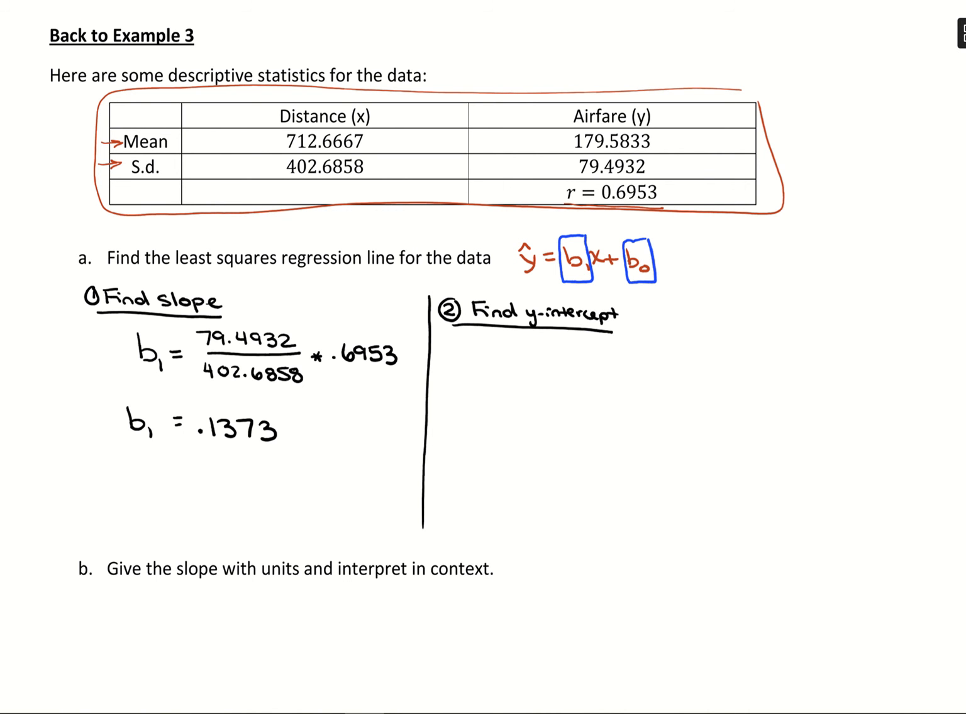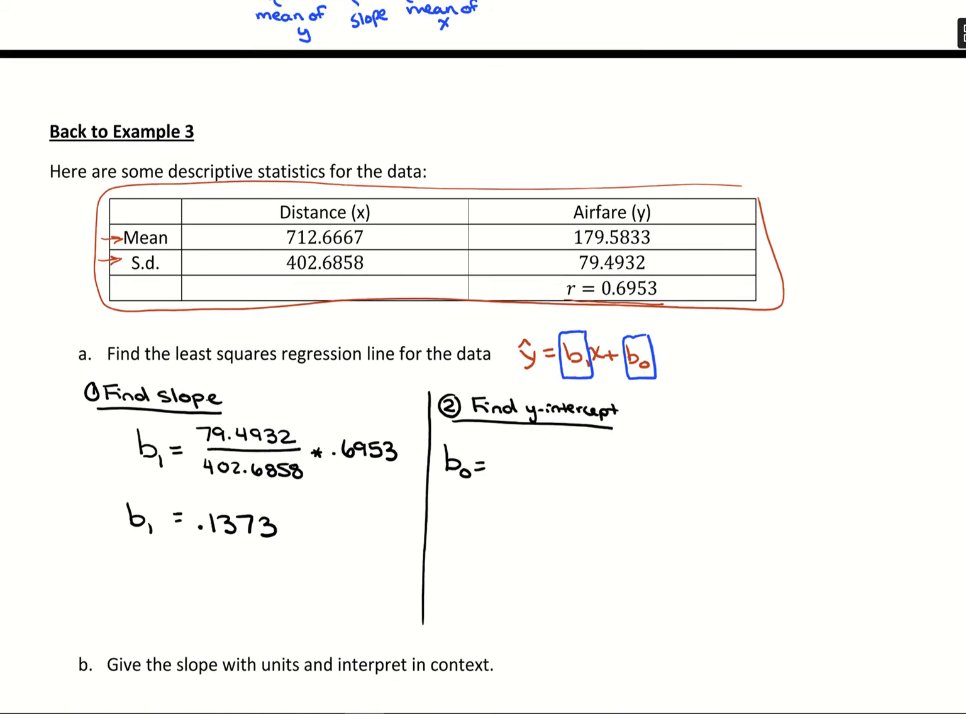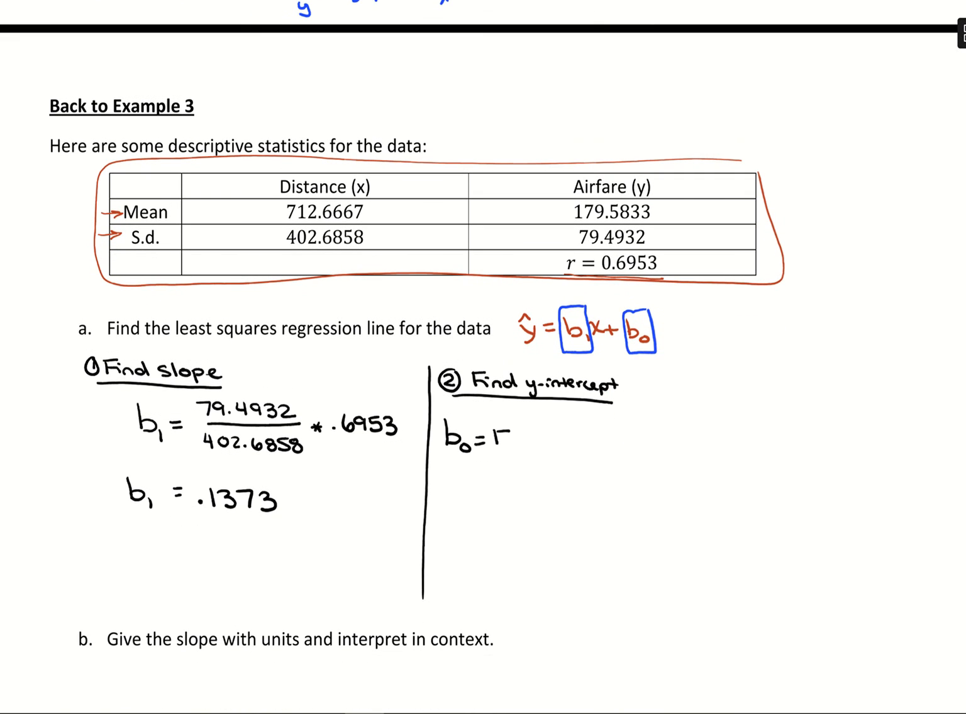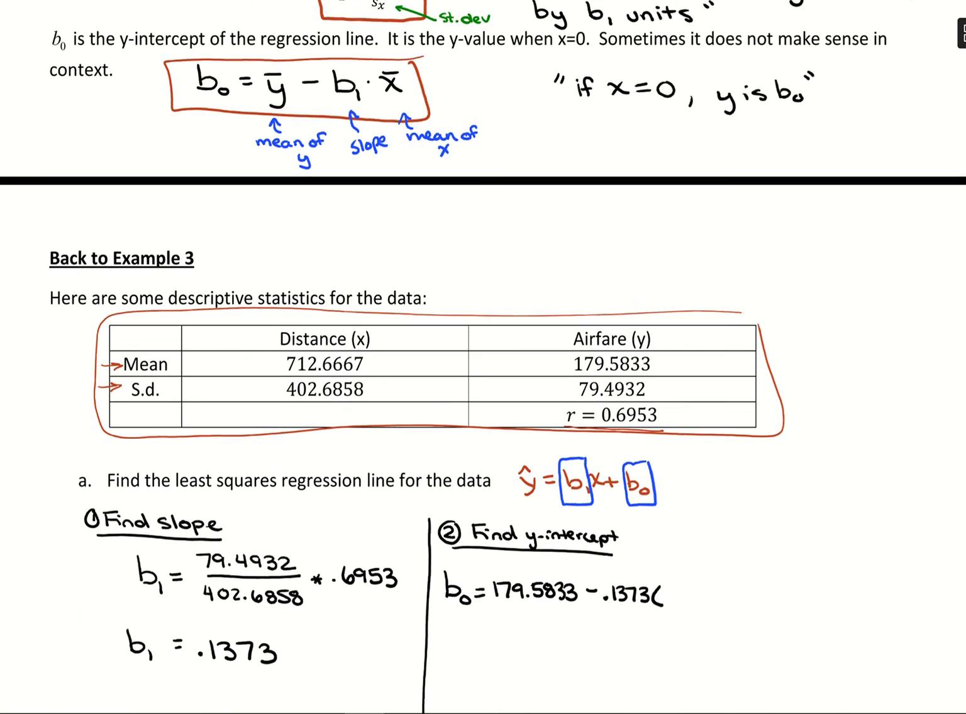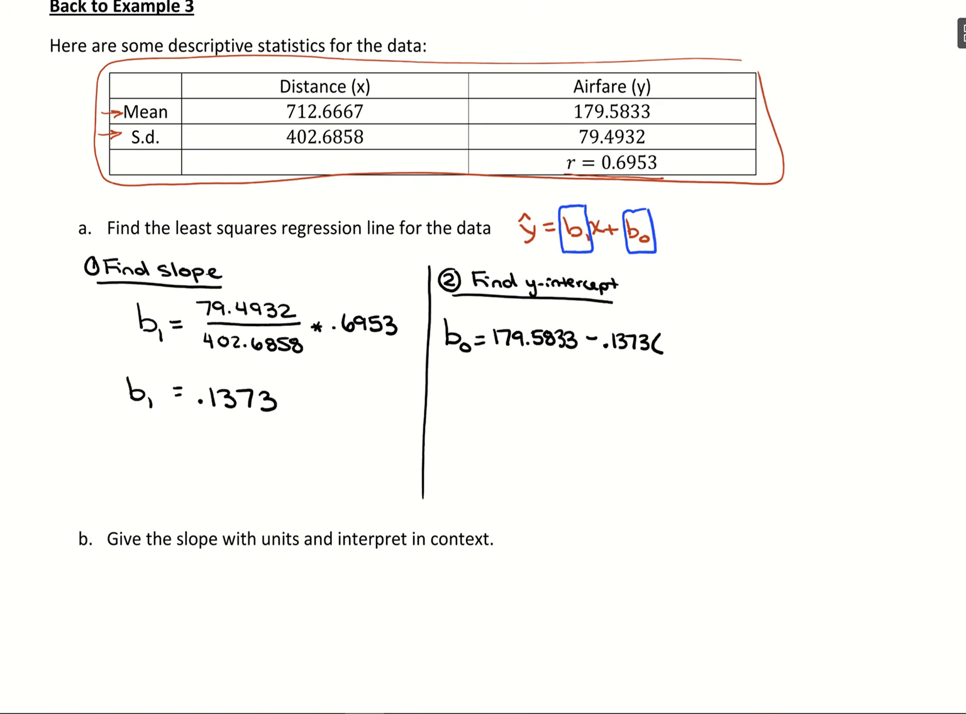So finding the y-intercept using our formula, we take the mean of the y values, so that's 179.5833. Then what we're going to do is subtract the slope, 0.1373, times the mean of the x values, which is 712.6667. So what we'll do is plug that into the calculator.